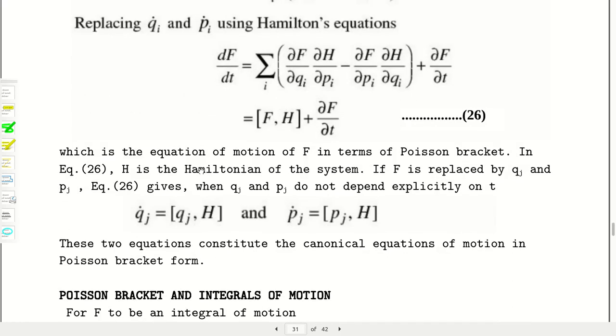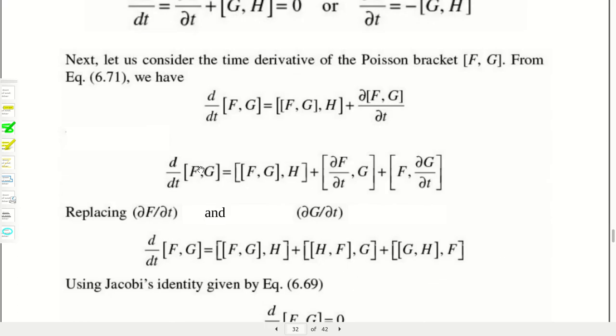So the thing is very much simple. That formula has been used here. Now the derivative will give you two terms: one is the derivative of f keeping g constant, another is the derivative of g keeping f constant. This will give you two terms.